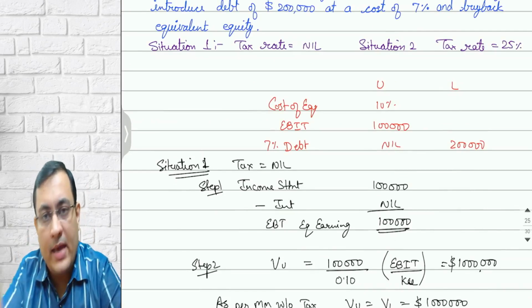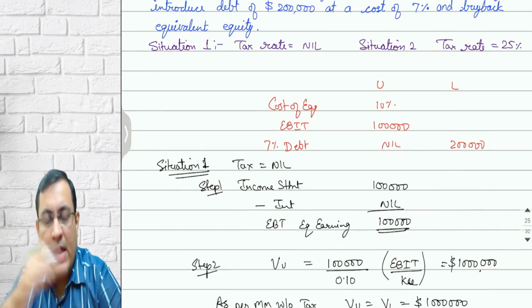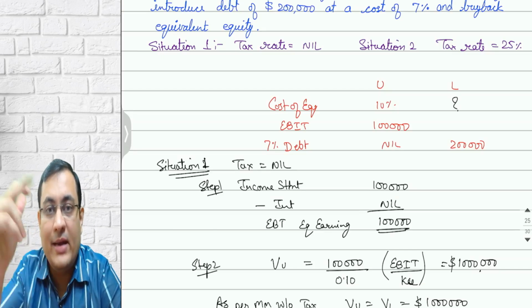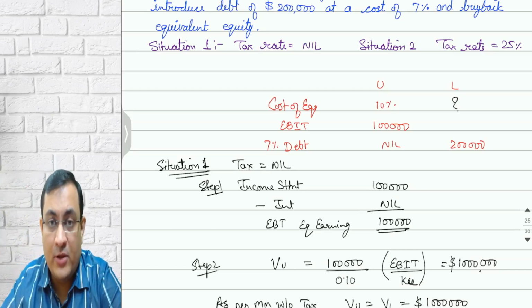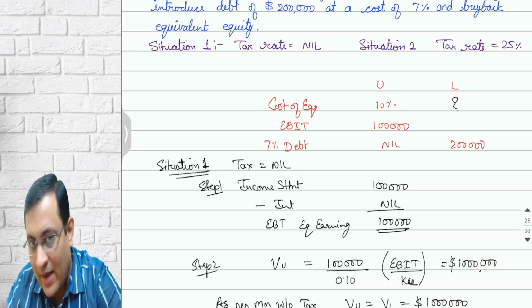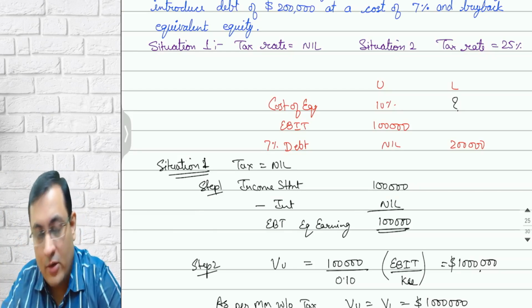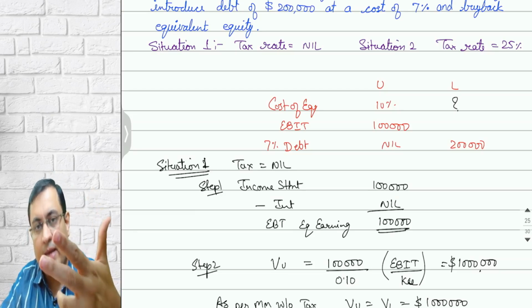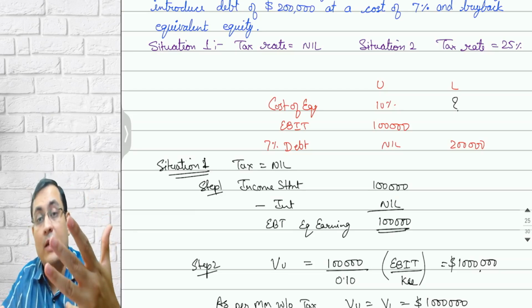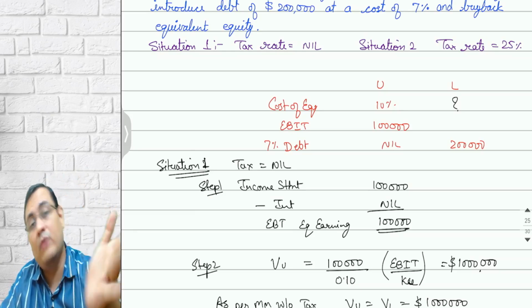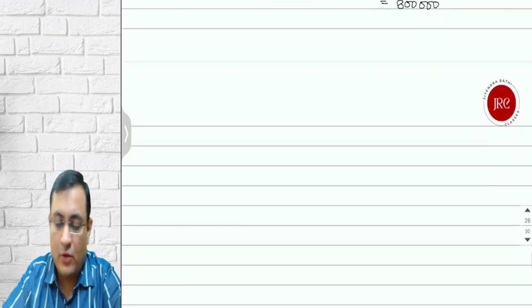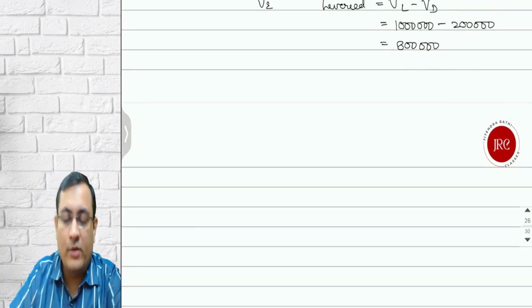Because we do not have KE here. The KE will not remain constant. This is not going to be constant because KE will increase in a linear relationship with your debt equity ratio. So always calculate the income statement, calculate value of unlevered, then calculate value of levered, and then go for value of equity, then go for cost of equity for the levered firm. So these are the steps for with tax as well as without tax, same thing.